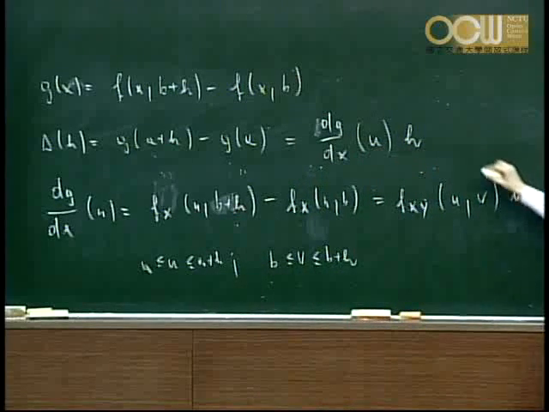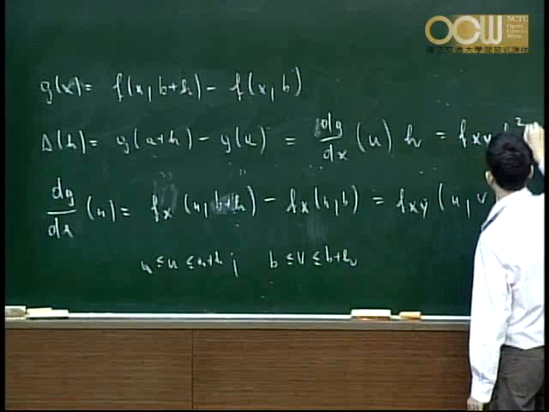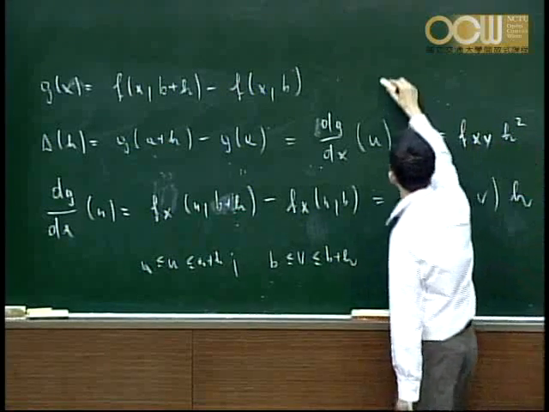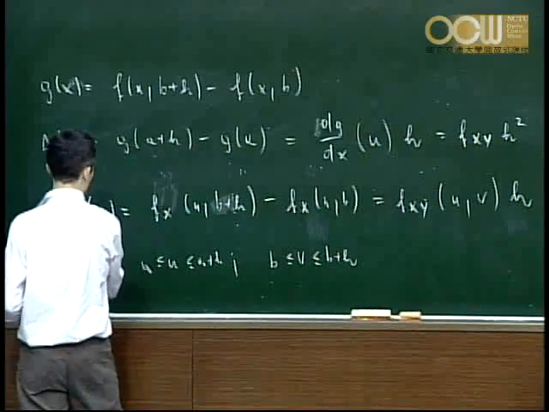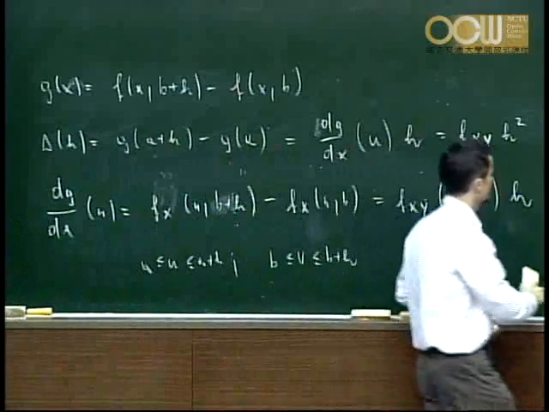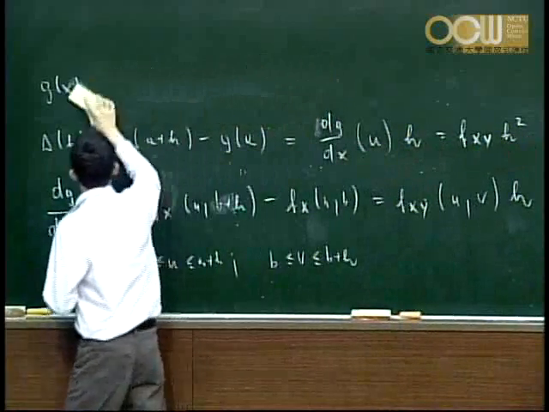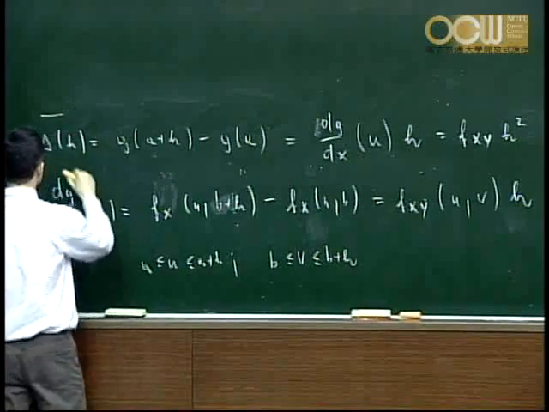Okay, so we can write this as f of x, y, h squared. Okay, so what is the point of doing this? Now, if you look at this relation here, which one to erase? This one. Okay, so the essential thing is this relation here.